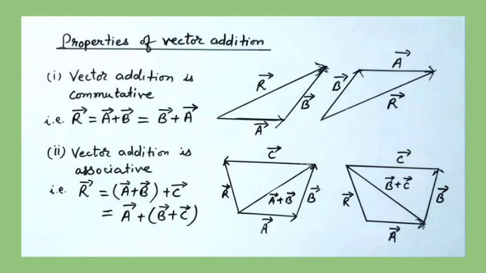Let us now see the properties of vector addition with the help of diagrams. Vector addition is commutative, that is vector R is equal to vector A plus vector B, which is also equal to vector B plus vector A. And this you can see in the diagram. Also, vector addition is associative, that is R is equal to (A plus B) plus C, which is also equal to A plus (B plus C), which is clear from the given diagrams.